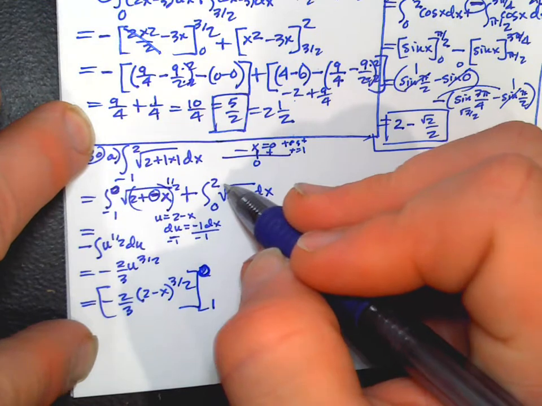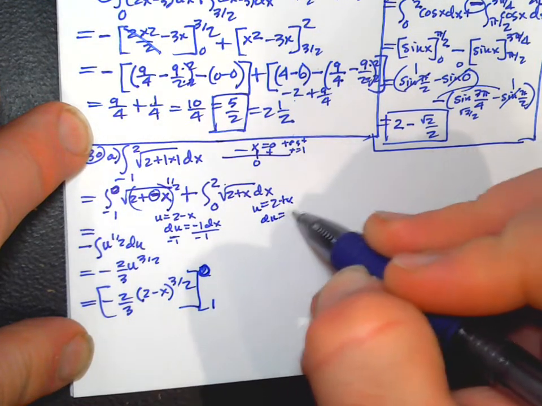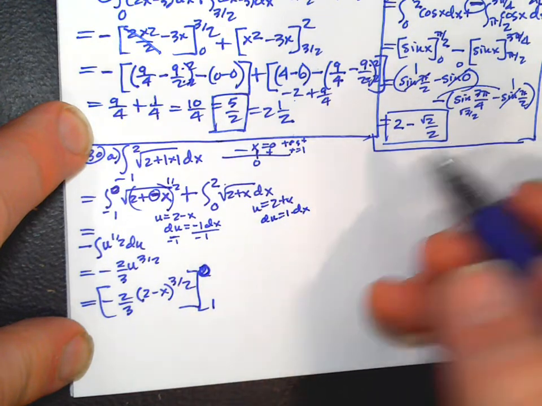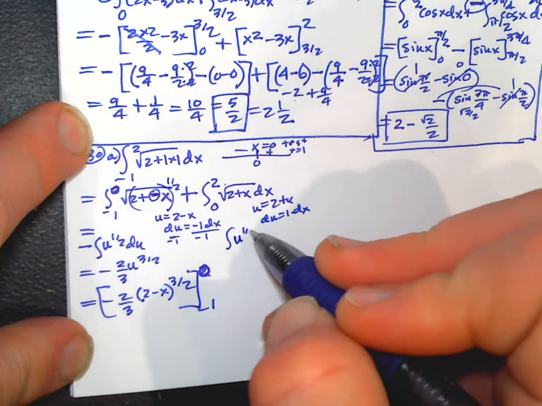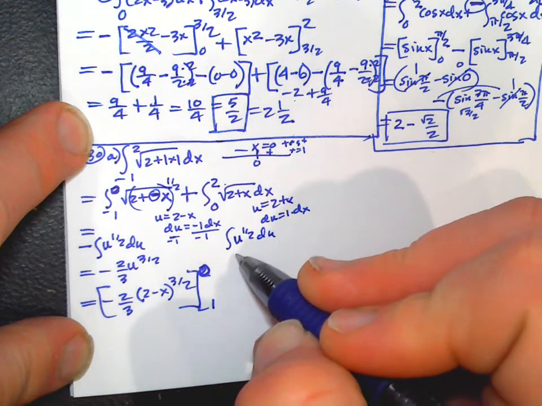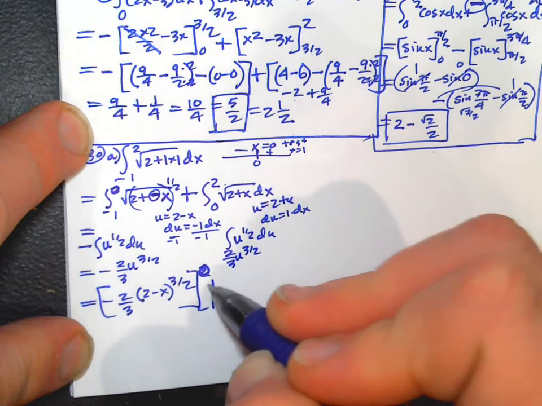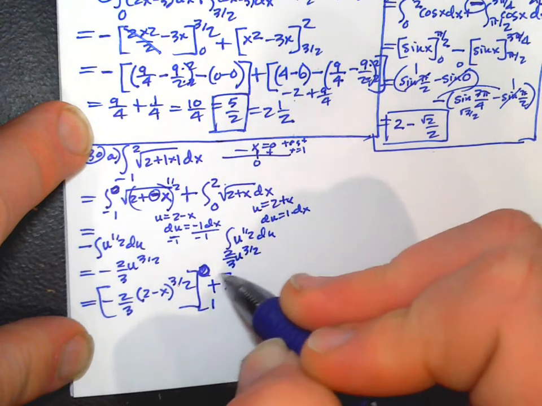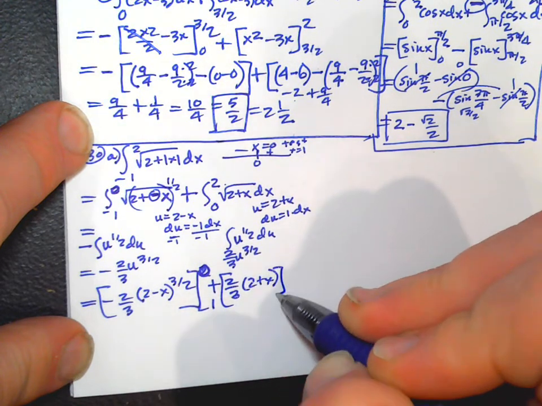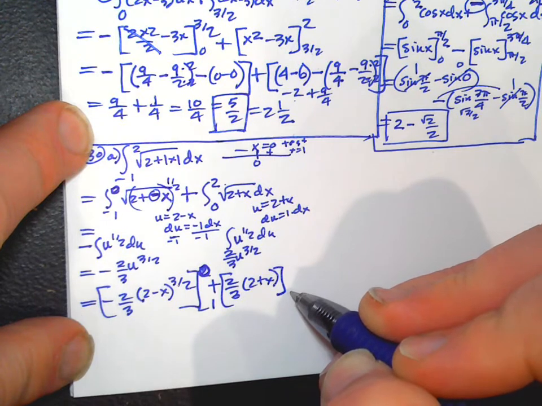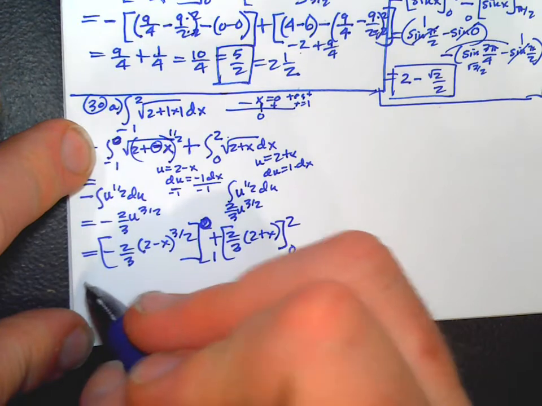This other one, we could do u substitution also if you want. I don't really think you need it because the derivative of what's inside is just 1, which means nothing's really happening. So, I mean, you could do, okay, well, that's u to the 1/2 du. That's going to be u to the 3/2 divided by the new exponent. And then rewrite it back in terms of x. So there you go. Now we just got to plug the numbers in.